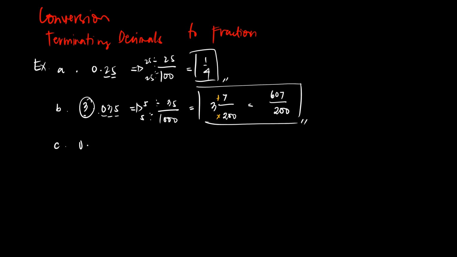We will have 0.5245. So as you can see, class, we have 4 numbers on the right side hand of the decimal point. So we have 1, 0, 0, 0, 0. Then copy nyo lang 5245.